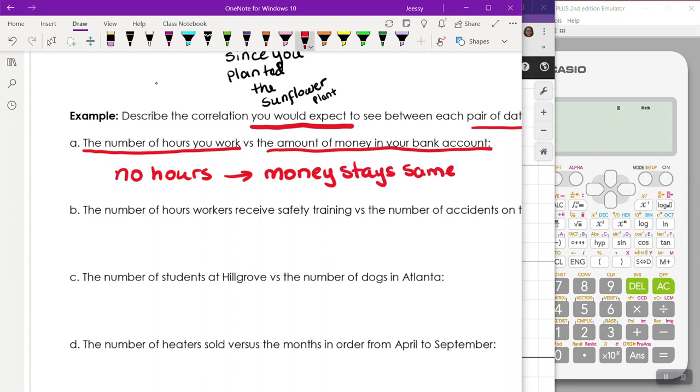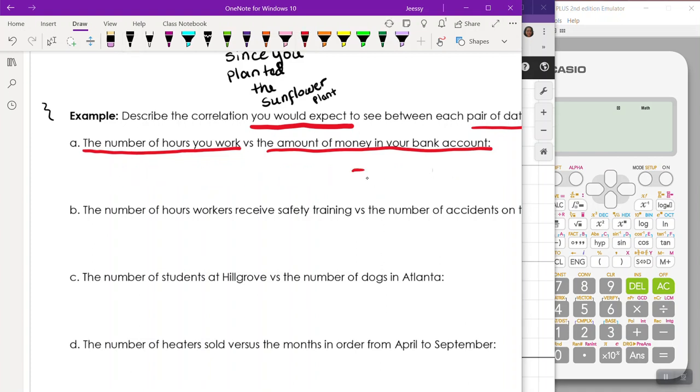Oh, where do I have this? Okay, so I'm going to rewrite that so that I have enough space. So no hours would mean the money in the bank stays the same. And I can't spell money. Money. Let me get rid of all of that stuff. Stays the same. Hopefully we remember that the money is in the bank, okay?